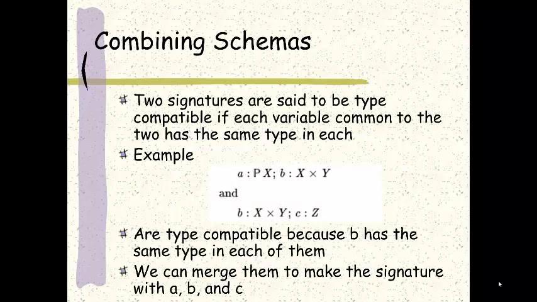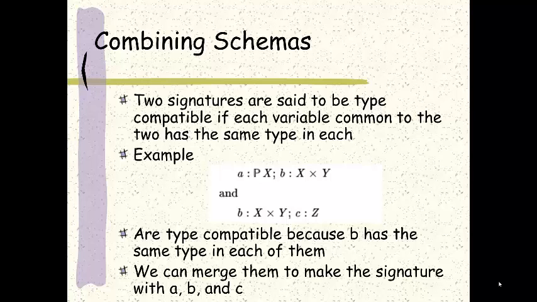You can also combine schemas. Two signatures are said to be type compatible if each variable in common to the two has the same type. So here we can see B is in common between those two. It's X cross Y, and they're type compatible because B has the same type. And then we can merge them to make the signature with A, B, and C. Now, if B was part of X cross Y cross Z in the second term, then we might have to rename B in the second schema in order to merge them. But we can still merge them. We just have to use a different variable name in the second one.